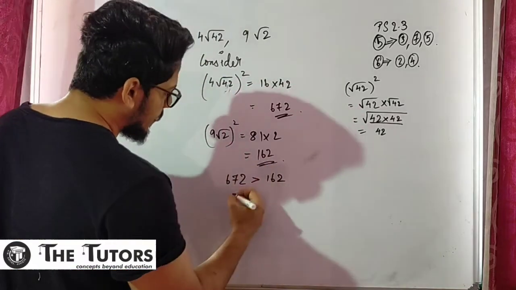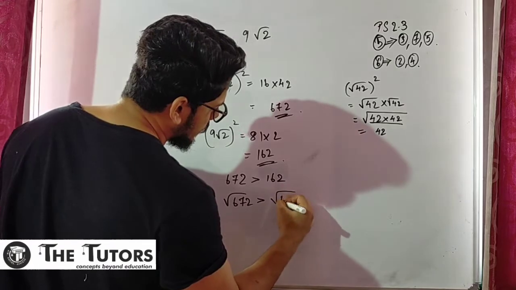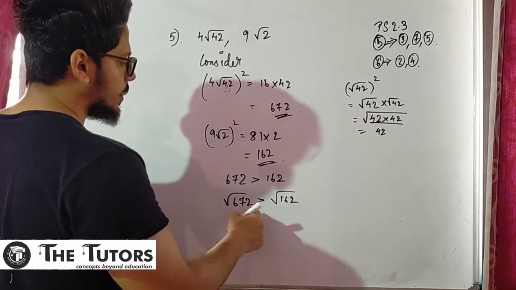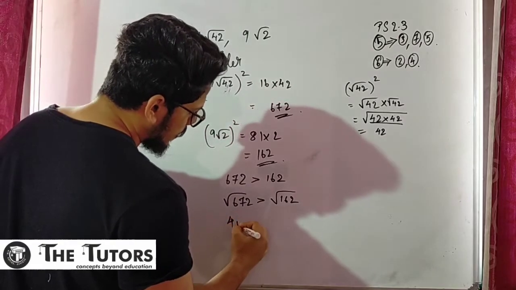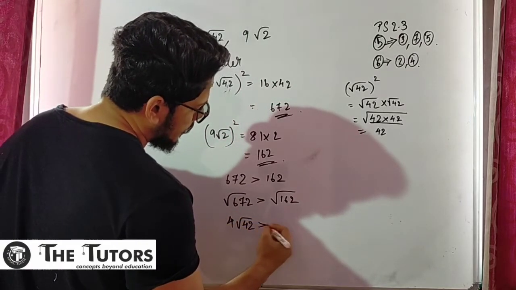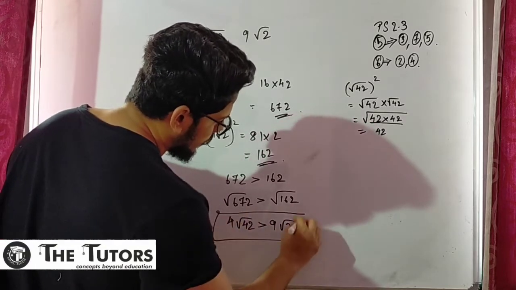So अगर मैं 672 का स्क्वायर रूट भी लूँगा, square root of 672 will also be greater than 162. What is square root of 672? 4 root 42 is again greater than 9 root 2.